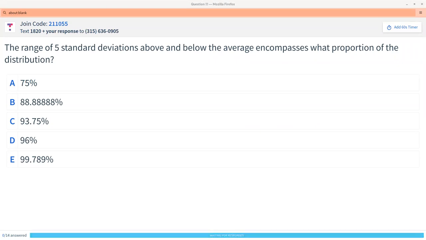The range of five standard deviations above and below the average encompasses what proportion of the distribution?